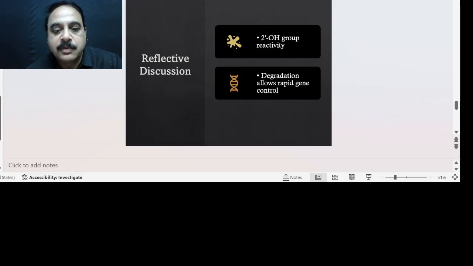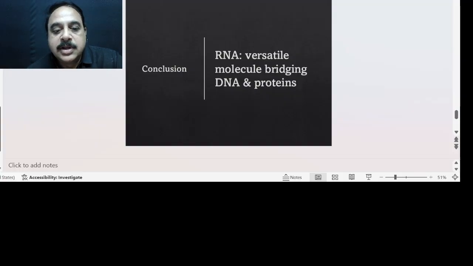Coming back to the reflective question here, discuss how RNA's transient nature supports cellular control and evolution. You can base the discussion on the guidelines being given: the 2' hydroxyl group reactivity and the degradation, which allows gene control. On the basis of these two, you can try to discuss here. And what is the conclusion for the entire discussion? RNA's dynamic reactive structure enables it to act as a messenger, catalyst, and regulator. This is how we can try to reflect on it.